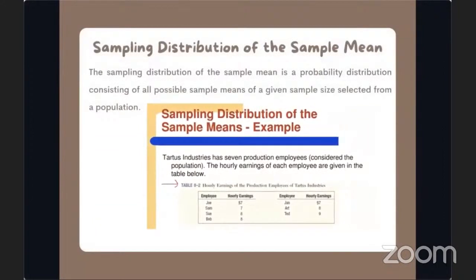This is the example of sampling distribution of the sample mean. The sampling distribution of the sample mean is a probability distribution consisting of all possible sample means. Probability sample size of a population is about employee hourly earnings, and all the times are equal to the table.